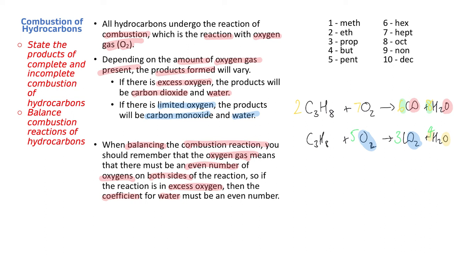So just understanding that for incomplete combustion, you need the sum of the carbon monoxide and water coefficients to be an even number, whereas for complete combustion, you need the water to be an even number, just because your oxygen is always going to be an even numbered substance.